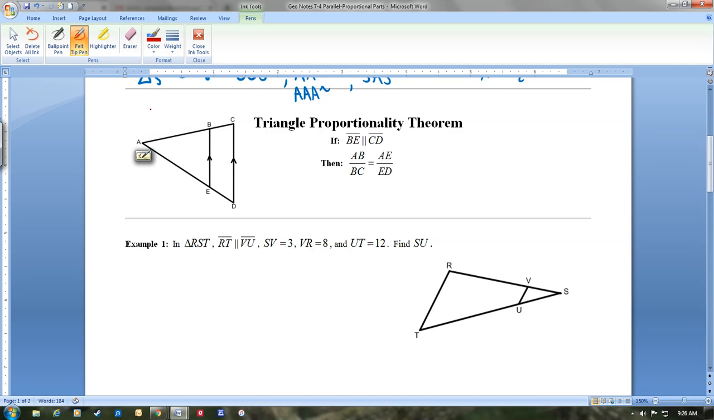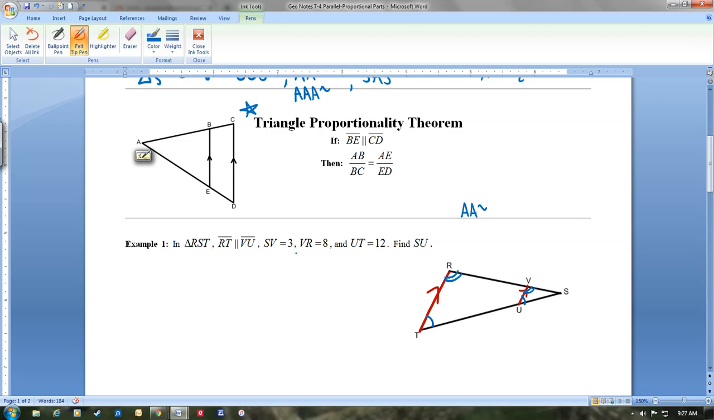So let me show you what's going on here. Example 1: segment RT is parallel to segment VU. We know from previous chapters that corresponding angles are congruent when you have parallel lines with transversals. Therefore, these two triangles are similar by angle similarity. So the parts of these triangles are also proportional. That's what the triangle proportionality theorem says: if you have similar triangles, their parts are also proportional to each other.